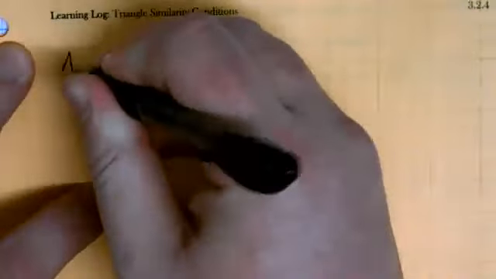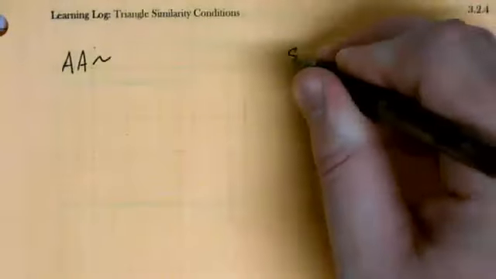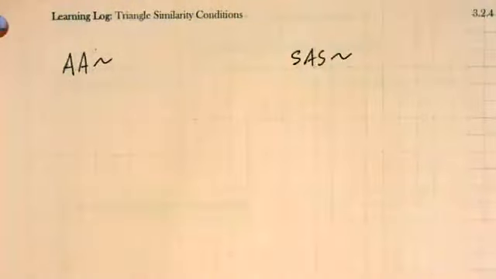AA was one of them. AA similarity was one of them. And SAS was another. And let's get some examples down for each of these. These only work with triangles, right?